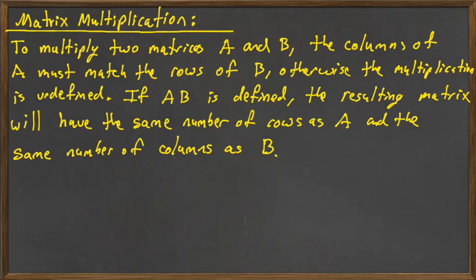So let's go ahead and define matrix multiplication. So to multiply 2 matrices A and B, the columns of A must match the rows of B. Otherwise, the multiplication is undefined. If AB is defined, the resulting matrix will have the same number of rows as A and the same number of columns as B.